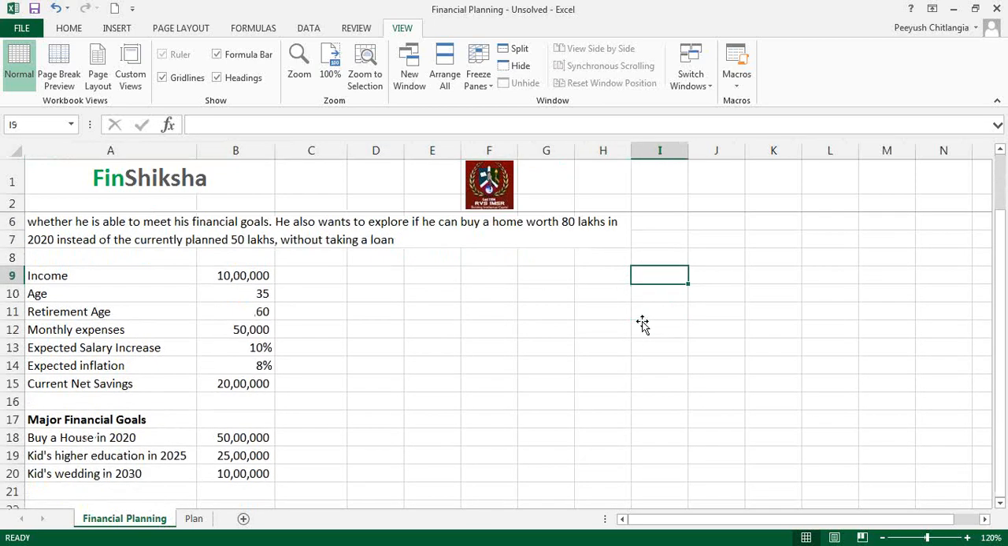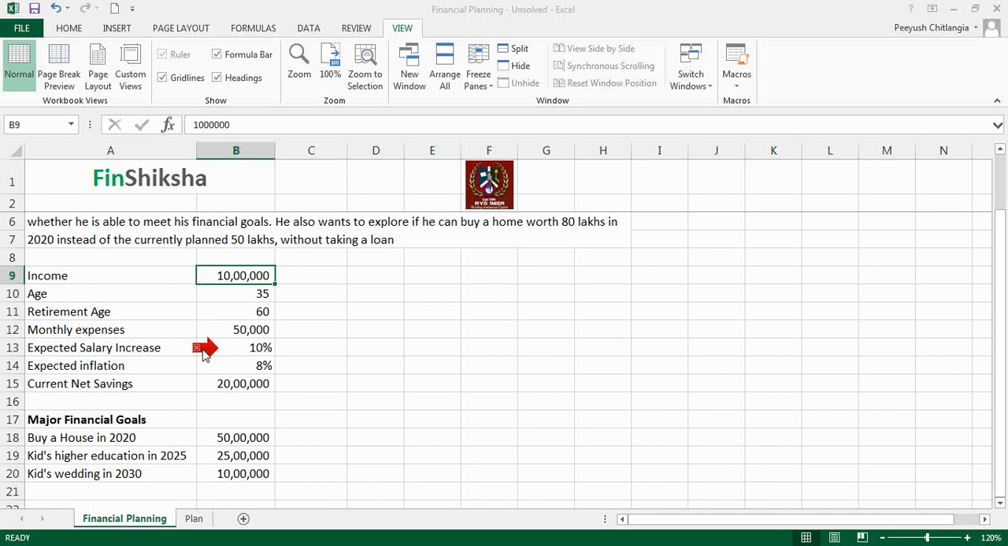So let's first look at what data is available with us. We are told that the income of this person is 10 lakhs. The age of this person at this point of time is 35 years and he is looking to retire at the age of 60. So another 25 years of work is there. Monthly expenses of this person are 50,000, which means current annual expenses are 6 lakhs, 50,000 into 12.